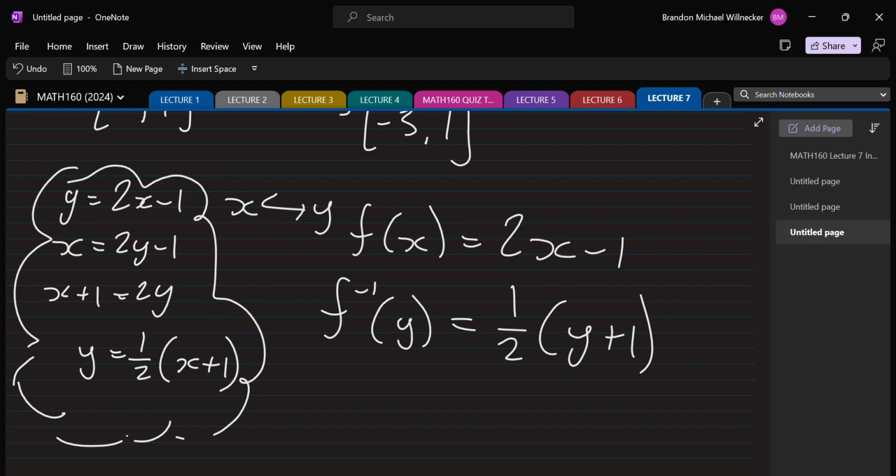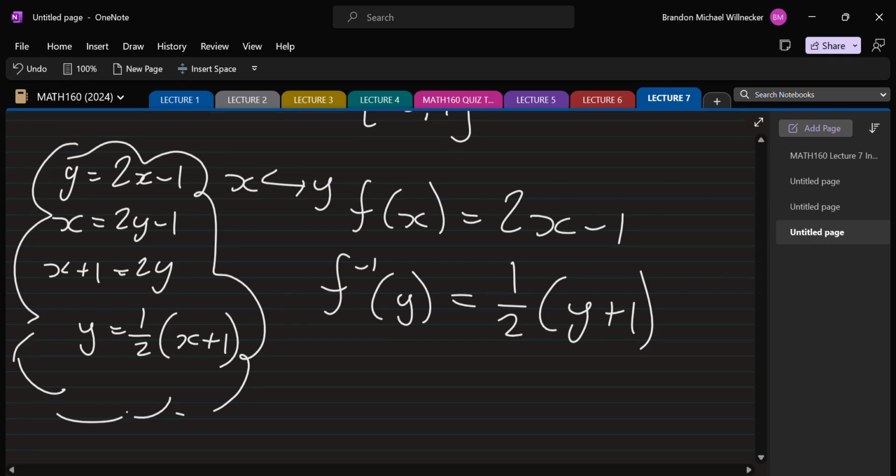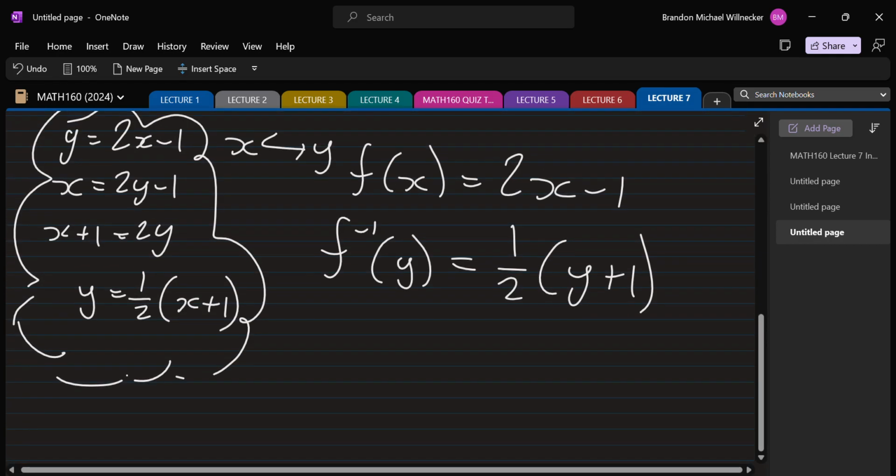You don't need to use x and y. You can use a and b, s and t, it doesn't matter. But remember that the first function goes from x to y. In this case, the inverse then goes from y to x. They have different domains. They have different targets. They are different functions. Please remember that. Now, our thing's done.